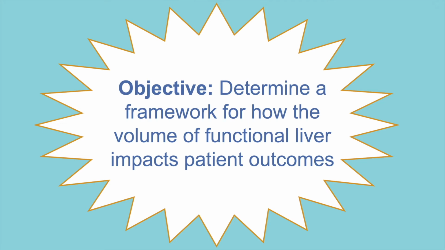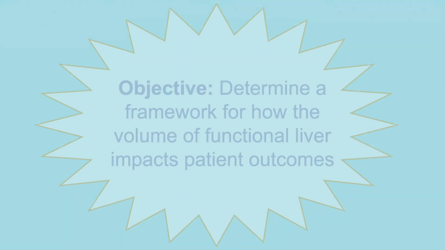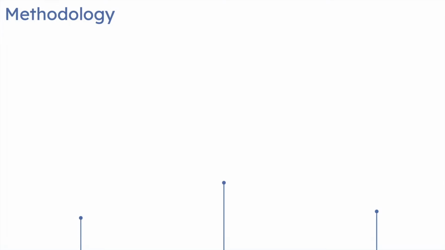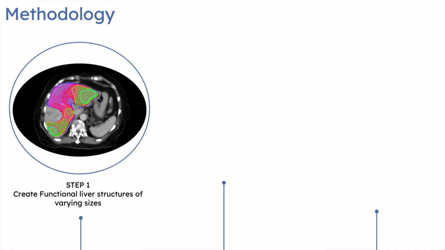The first step in the methodology was to define functional liver regions of varying sizes for 11 patients by varying the threshold for what was considered to be functional. The functionality of the liver was defined by using the pixel intensity of a contrast-enhanced MRI.